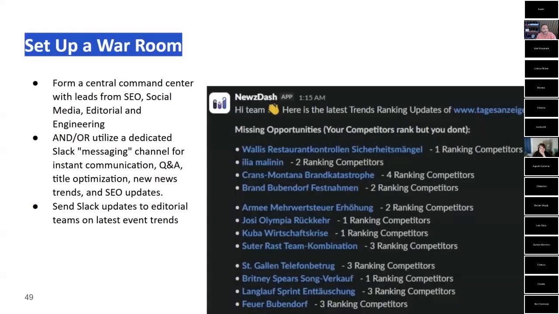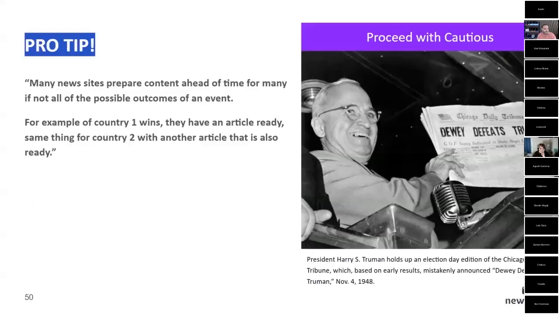I like Slack. I automate a lot of stuff from NewsDash. So, hey, NewsDash, watch out. There's a missing opportunity: your competitors, 5 of them, are writing about this trend and ranking for it, but we have nothing trending or ranking. So create some kind of alert or monitor for important stuff within the Slack channel or other Slack channels.